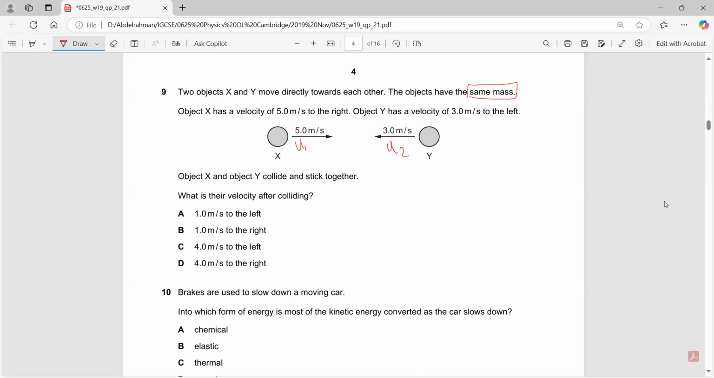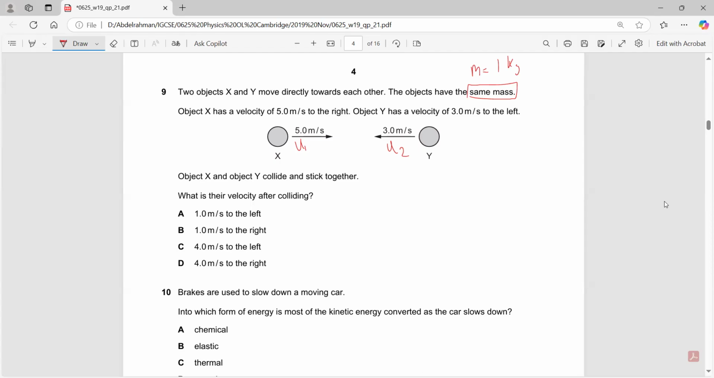Can I solve this question numerically? Yes, I can. How? You can just assume any number for the mass. Let's take an easy number. For example, 5 kilograms, or just 1 kilogram. If you say that the mass is 1 kilogram for each, that would be the easiest mass you could use for this question.